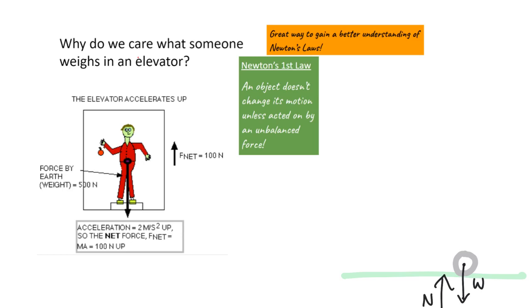But if we have a person who comes along and decides to kick the soccer ball just like this, then we're going to have an unbalanced force acting on the soccer ball, right? And the soccer ball is going to move in the direction of that unbalanced force. And that is really just Newton's first law right there.